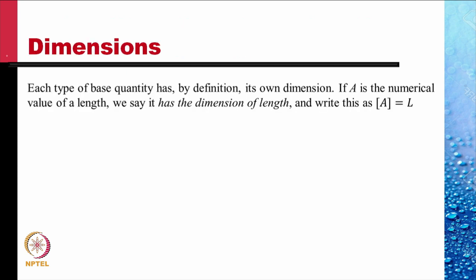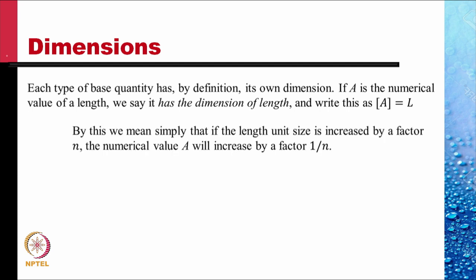Each type of base quantity has by definition its own dimension. If A is a numerical value of length, we say it has a dimension of length, and we write A in square brackets equal to L and read it like dimensions of A is L. By this we mean simply that if the length size is increased by a factor n, the numerical value A will increase by a factor 1 divided by n.